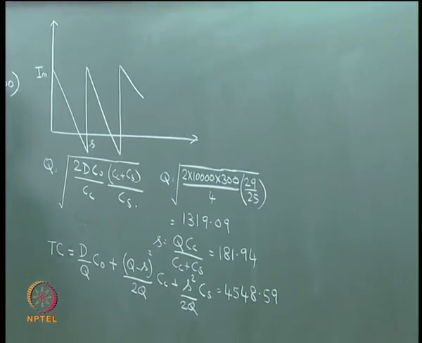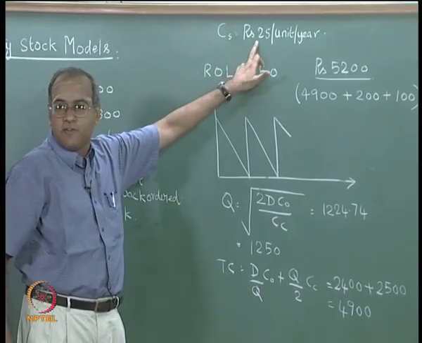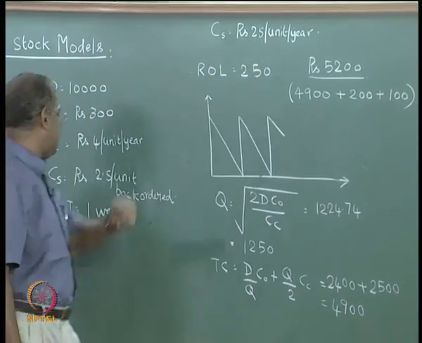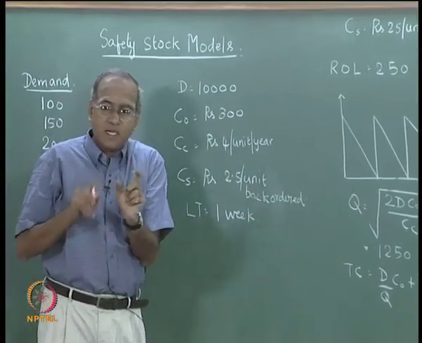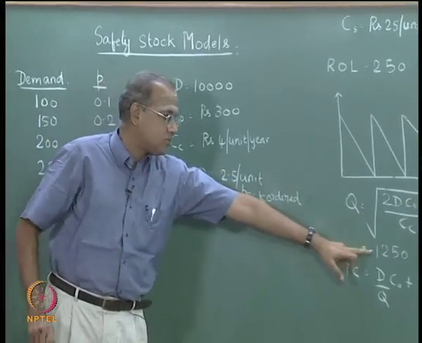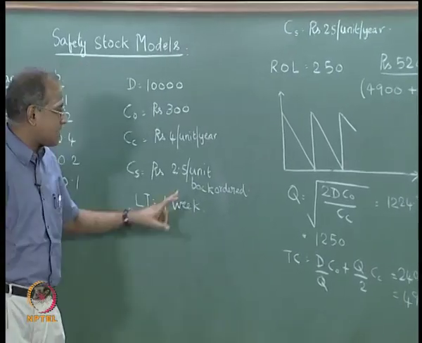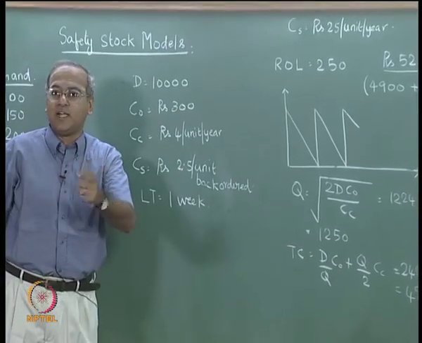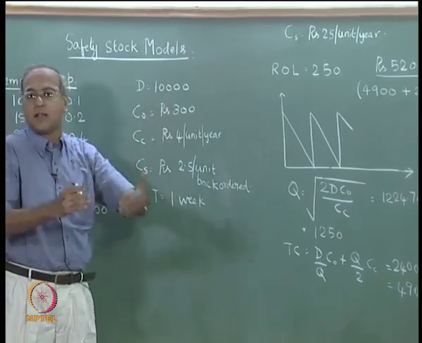Actually the Cs values taken are slightly different. Here it is rupees 25 per unit per year, here it is actually 2.5 per unit back ordered, which we generally multiply by the number of cycles. So if the EOQ is 1250, we have 8 cycles in a year, and this can be taken as 2.5 into 8, which is 20, which could be compared with 25. So let us say they are comparable.